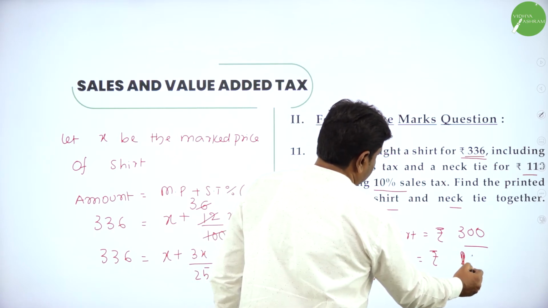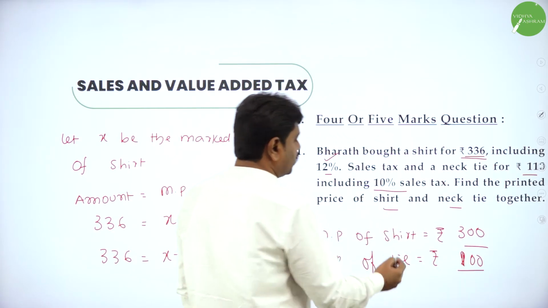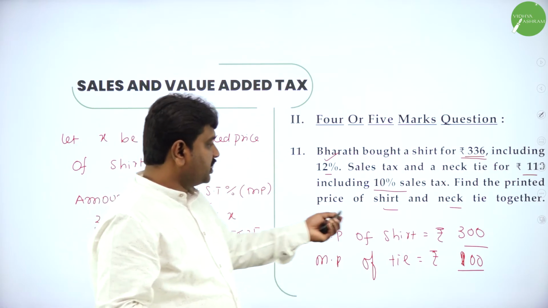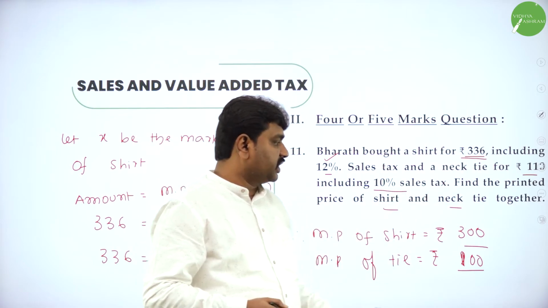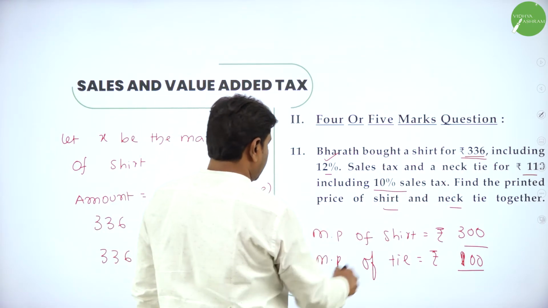Sorry, rupees 100. That is what we calculated. So the total becomes what? 400. Total price is paying 300 plus 100, 400. So find the printed price of shirt and necktie together. Together means add both.